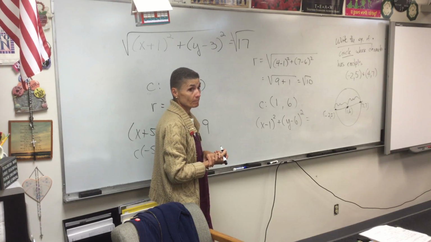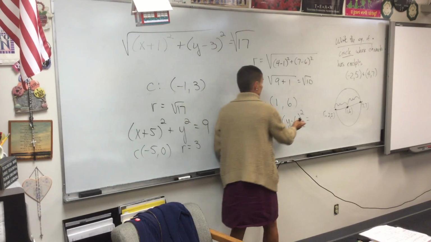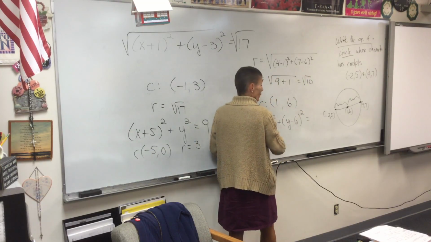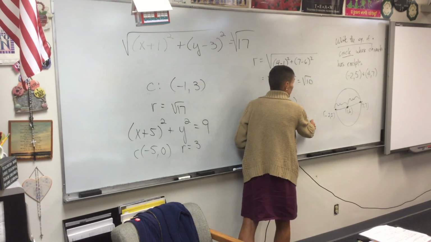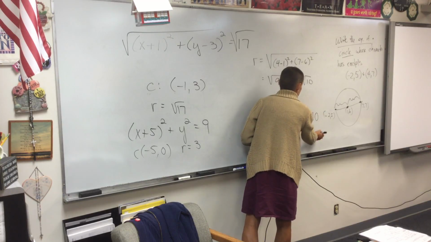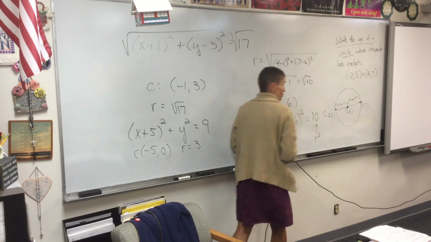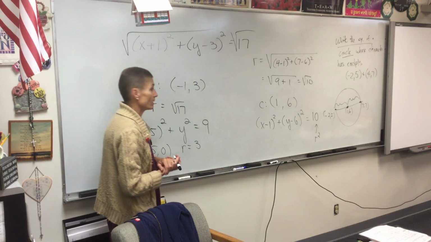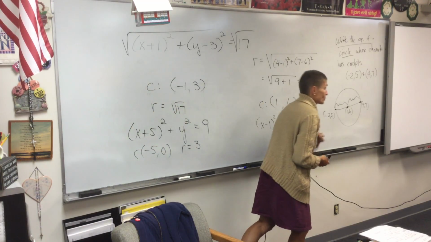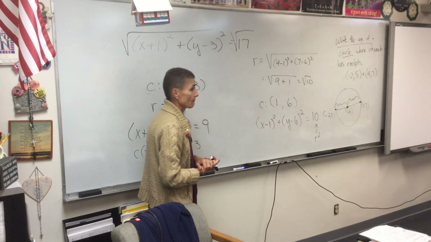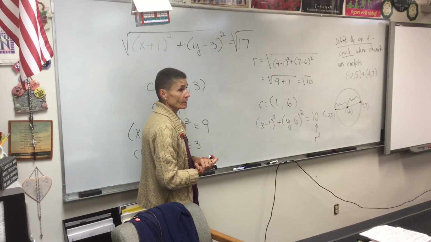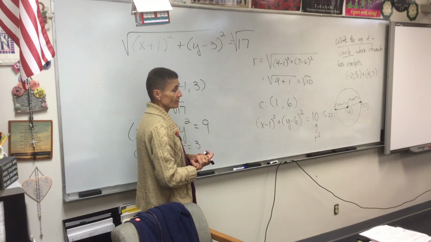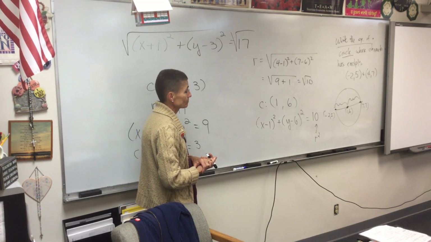You okay? Now, what do I put in my equation? And remember, my job was to write the equation. What do I put here? 10. Because the equation is x squared plus y squared equals r squared. GTQ, guaranteed test question.